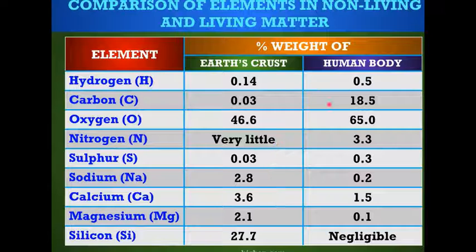If we compare the elements in living and non-living matter, then for the Earth's crust, the percentage weight of hydrogen, carbon, oxygen, nitrogen will be very different as compared to the human body. You can see that carbon, which is present only 0.03 in the Earth's crust, is present in a higher amount in the human body, whereas nitrogen is very little here, but here it is 3.3 because it forms a part of your proteins and amino acids. Silicon is higher, 27.7, but here it is almost negligible.